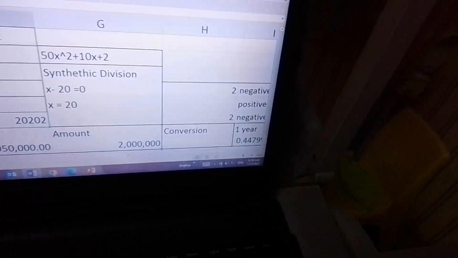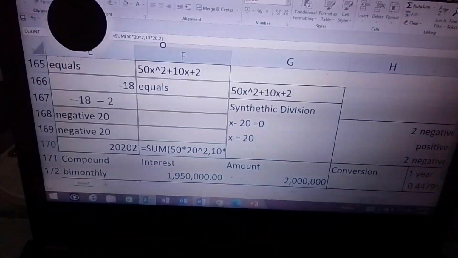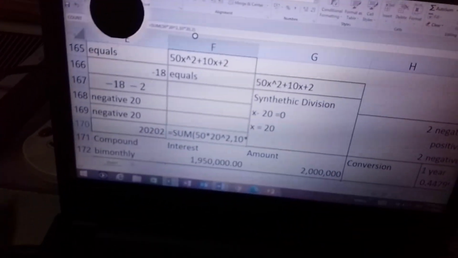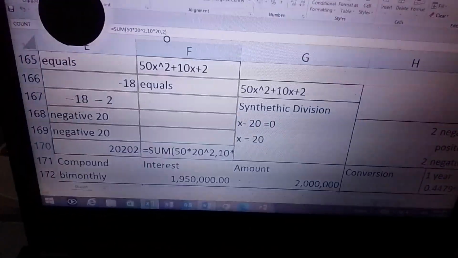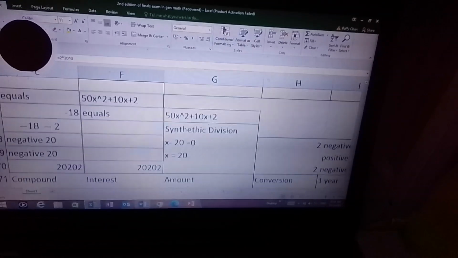At the same time, here we do 50 squared. That is 50 times 20 squared. And then 10 times 20 plus 2. I summed everything up, and do we still get 20,202? Yes, we did. So now going back to here.